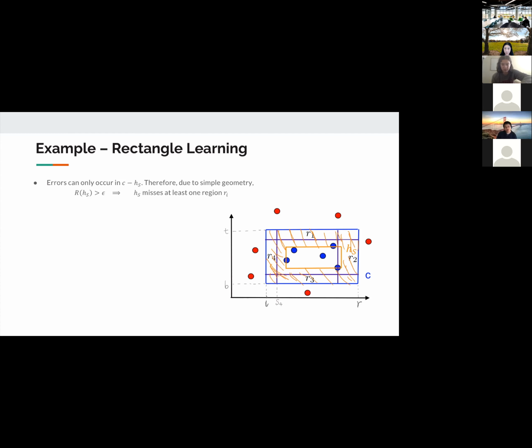You can prove this by contradiction. If you haven't missed any of the regions, then R of HS is going to be smaller than epsilon, of course, right? Couldn't R of HS be 0 if HS equals C? Yes, that's true. So you can see that when R of HS is 0, then you're not missing any of the Ris, right?